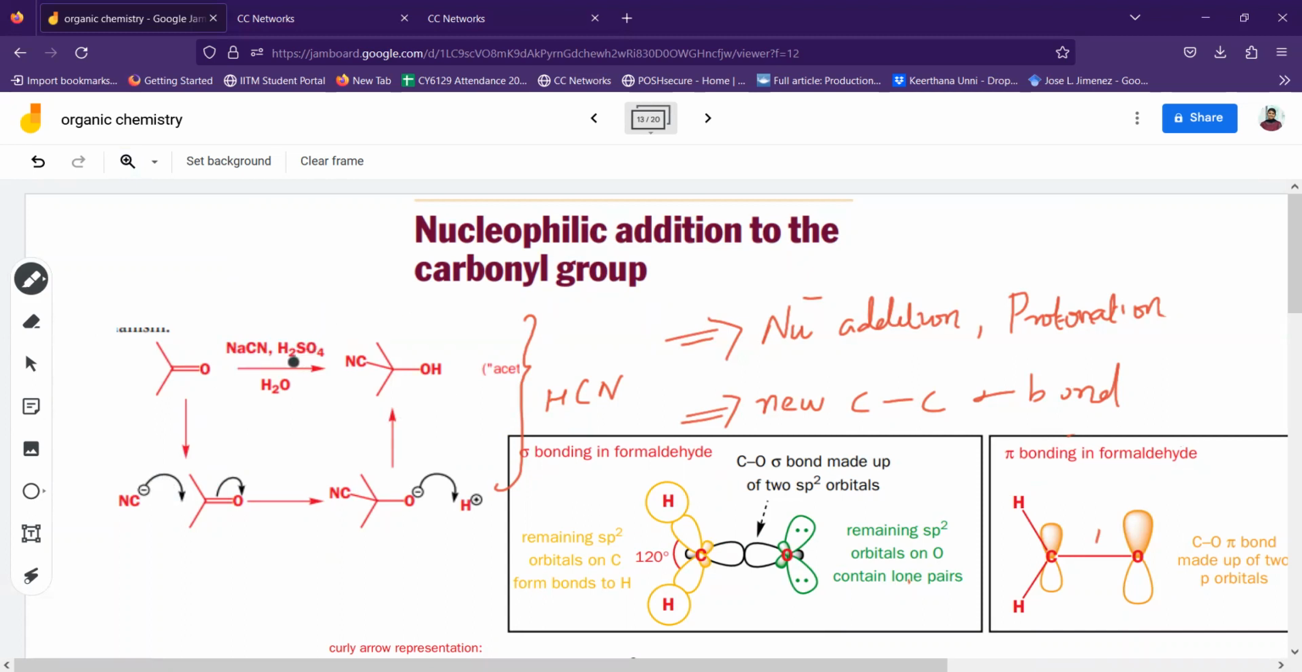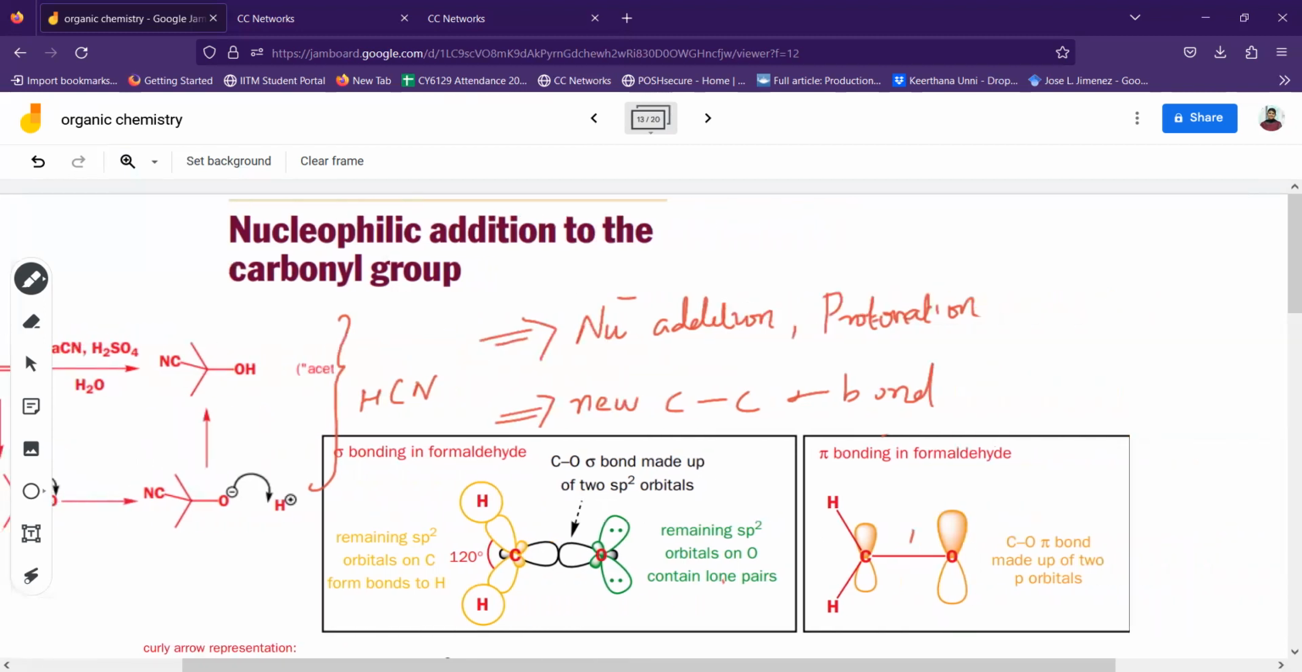Earlier we would be thinking what is happening, where it will attack, whether CN minus will go and attack here, or whether it will attack here. But now I clearly know that this is the particular center which is going to be attacked, and this is the particular species which is going to attack the center. So this is what is important. This is why the basics are very important in organic chemistry.